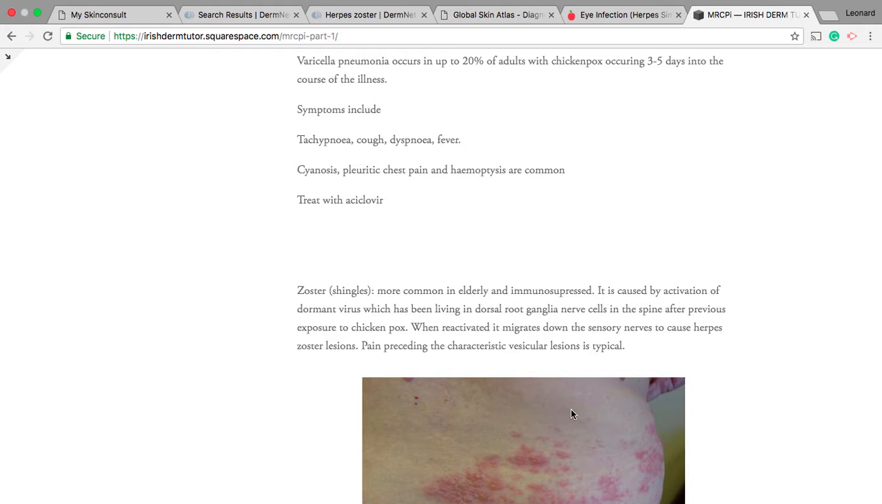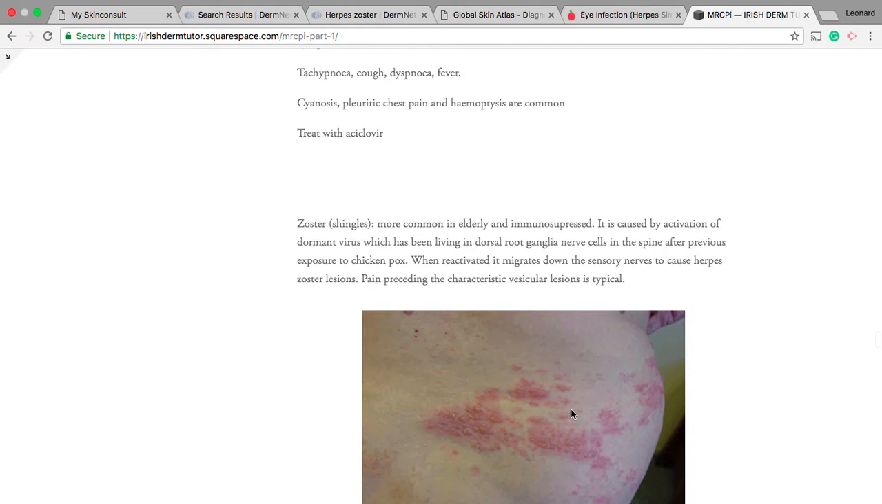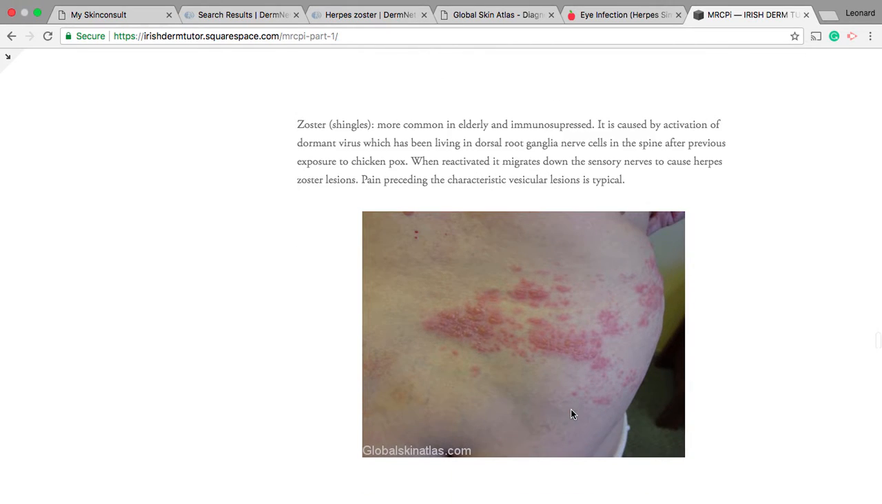Varicella zoster or shingles is more common in the elderly and immunosuppressed. It is caused by the activation of the dormant virus, which has been living in the dorsal root ganglion nerve cells in the spine after prior exposure to varicella in the past. When reactivated, it then migrates down the sensory nerve to cause herpes zoster lesions in the skin. And you often get a pain preceding the characteristic vesicular lesions.